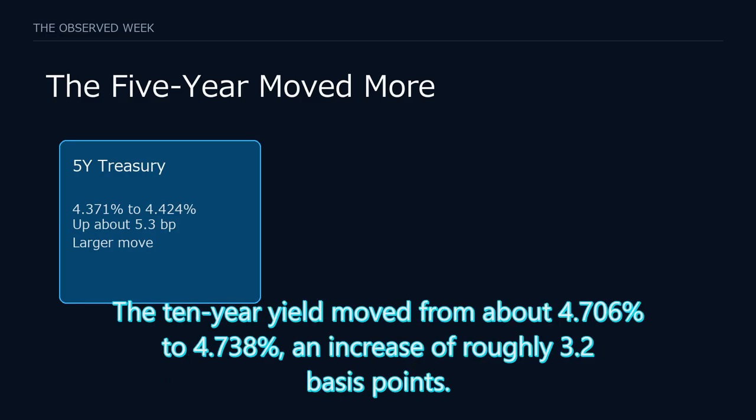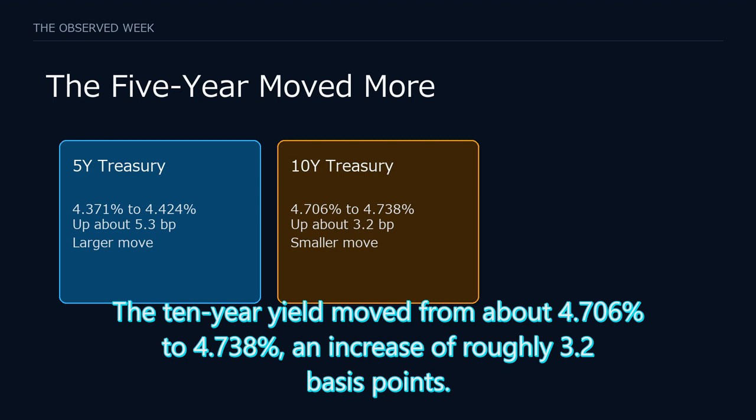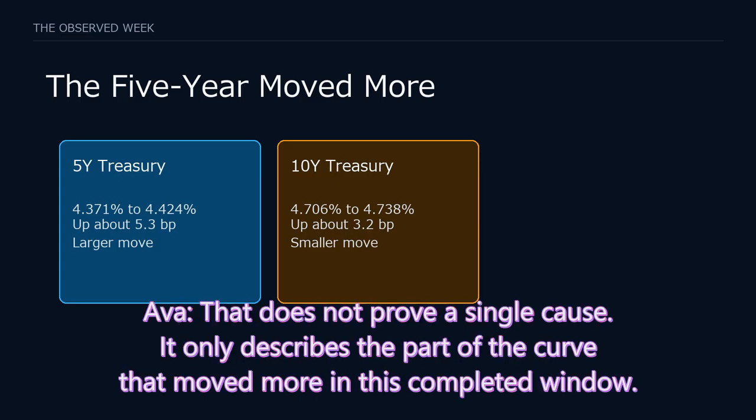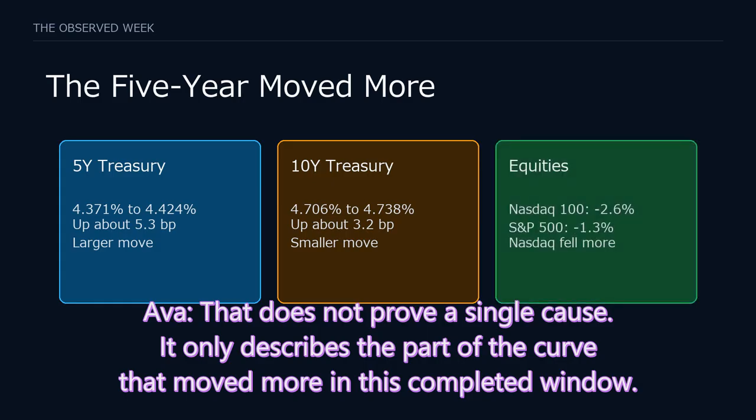The 10-year yield moved from about 4.706% to 4.738%, an increase of roughly 3.2 basis points. Both maturities rose, but the 5-year rose by more, roughly 2.1 basis points more than the 10-year. That does not prove a single cause. It only describes the part of the curve that moved more in this completed window.